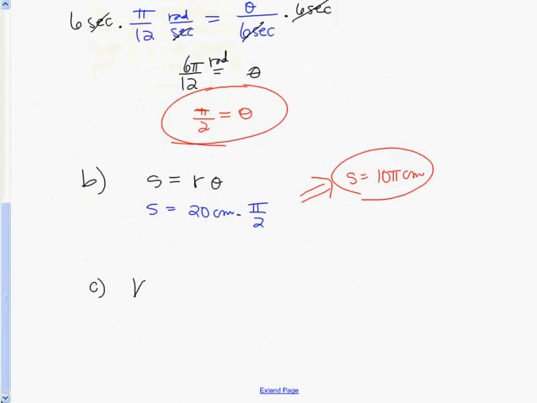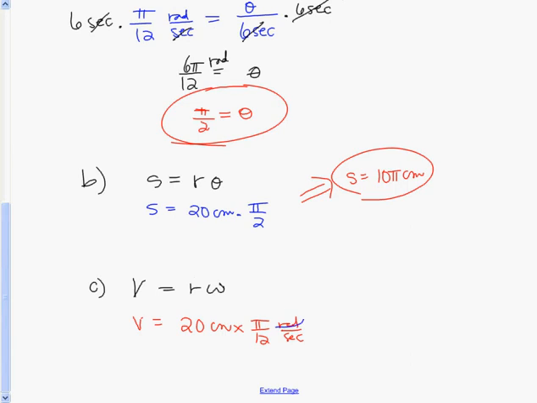So my linear velocity is the radius times the angular velocity. So the radius was 20 centimeters. The angular velocity was pi over 12 radians per second.